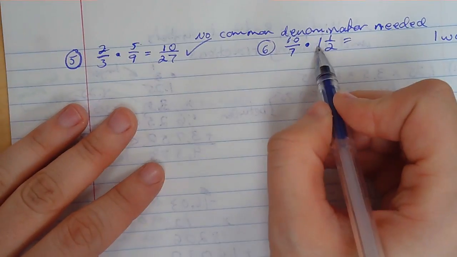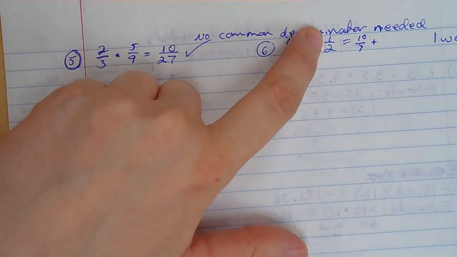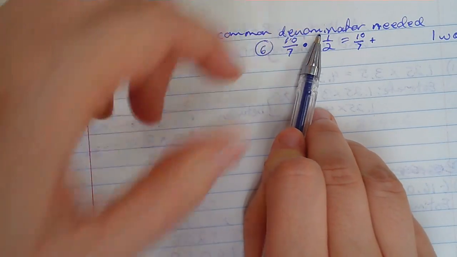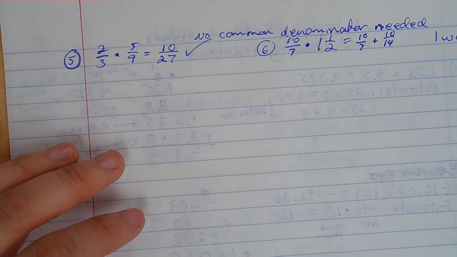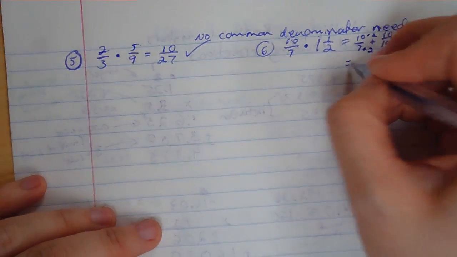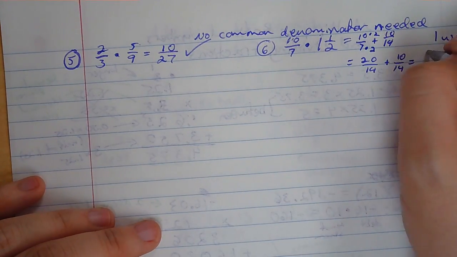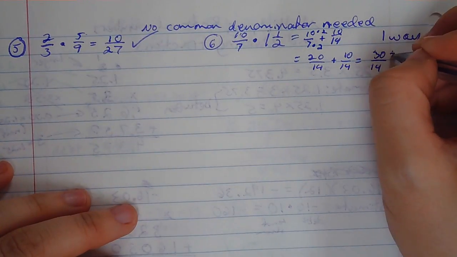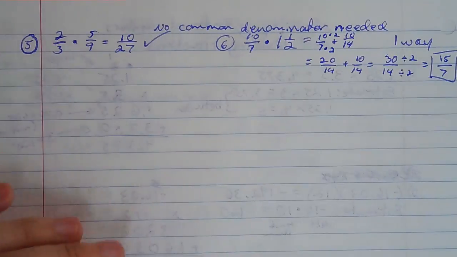So you can do 10/7 times 1, and anything times 1 is the number itself. And then you can do 10/7 times 1/2, so you multiply across. 10 times 1 is 10. 7 times 2 is 14. And then you need a common denominator, because you're adding now. So that's 20/14 plus 10/14, which is 30/14. And then you need to simplify that. So I'm going to divide by 2. And I get 15/7. That's one way.